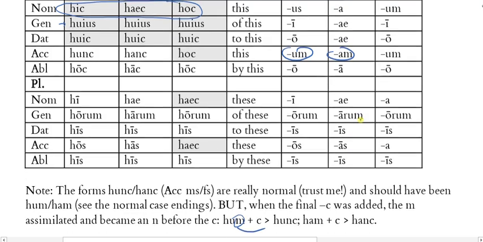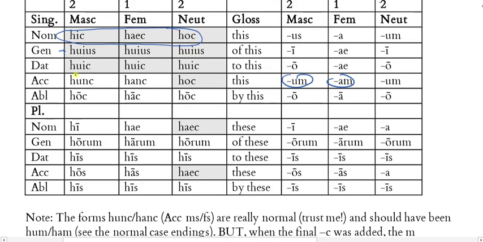All right, so in effect, these are the same, and you have to remember two things, of course. The C's been added, and then the M has assimilated to become an N before that C. Now with hoc, that is not like the neuter accusative singular case ending. So that's why this is shaded here. All right, so really this is very shady business.